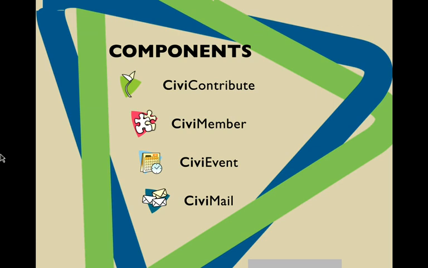CiviCRM has four core components and several additional ones. The core ones are CiviContribute, CiviMember, CiviEvent, and CiviMail. There are also additional components such as CiviGrant and CiviPledge, along with additional third-party extensions such as CiviHR and CiviVolunteer.